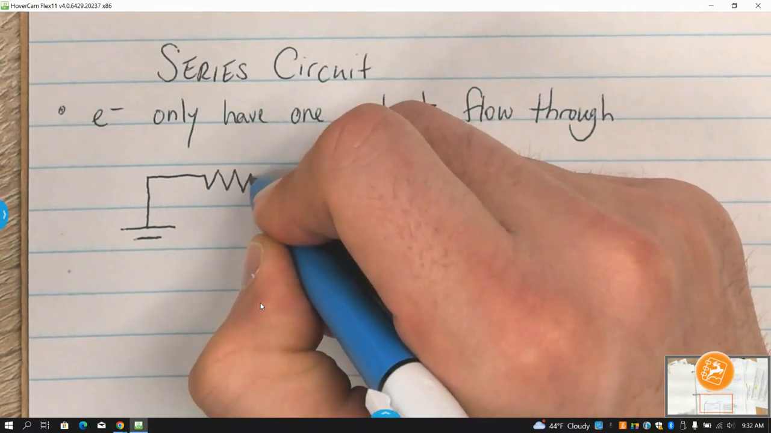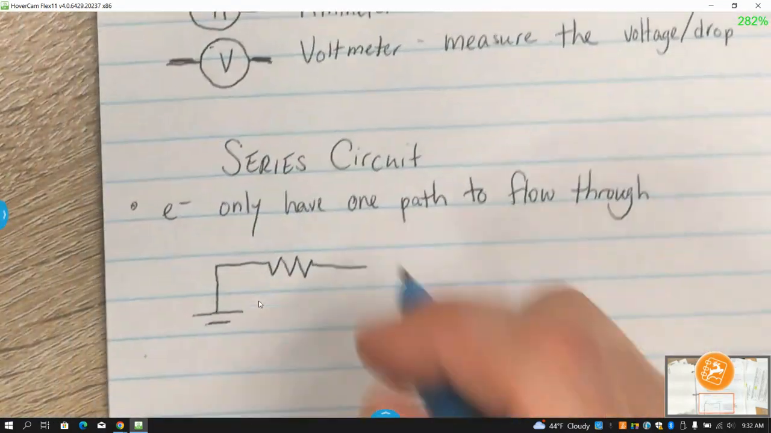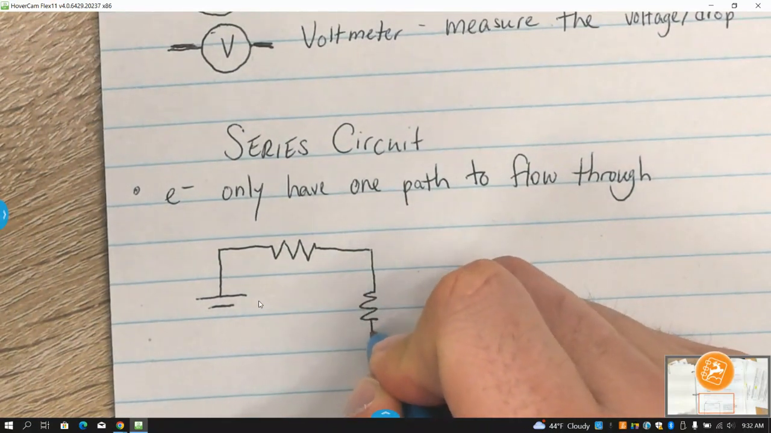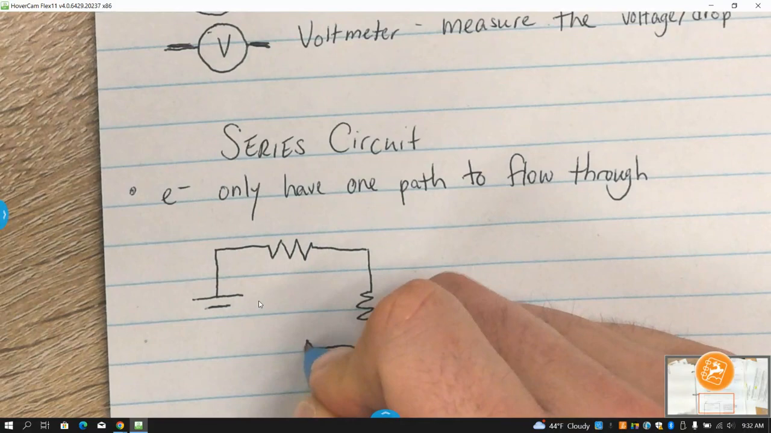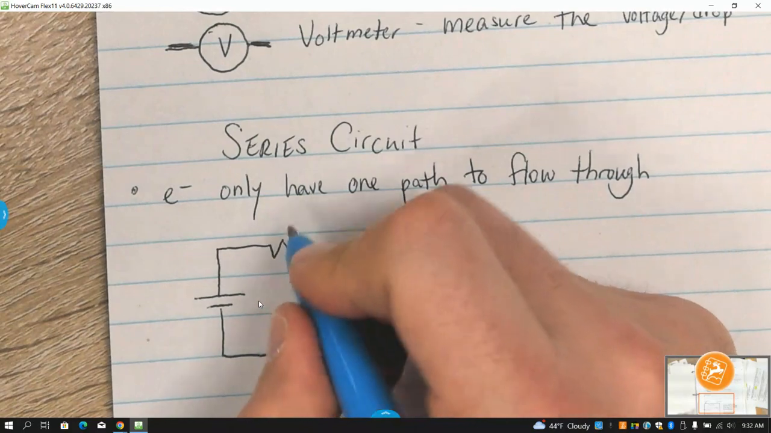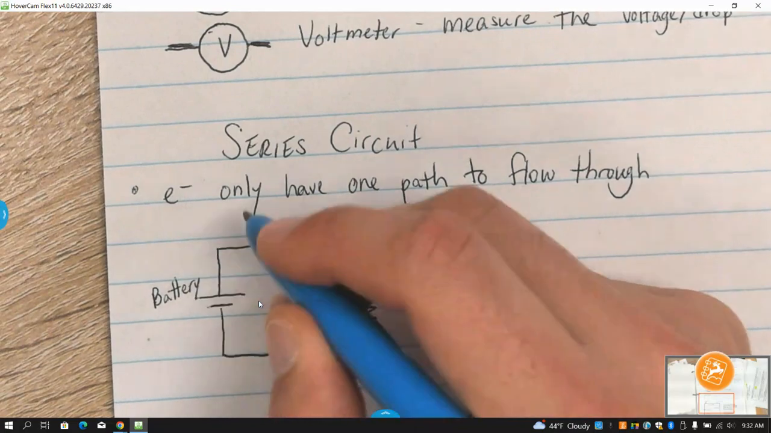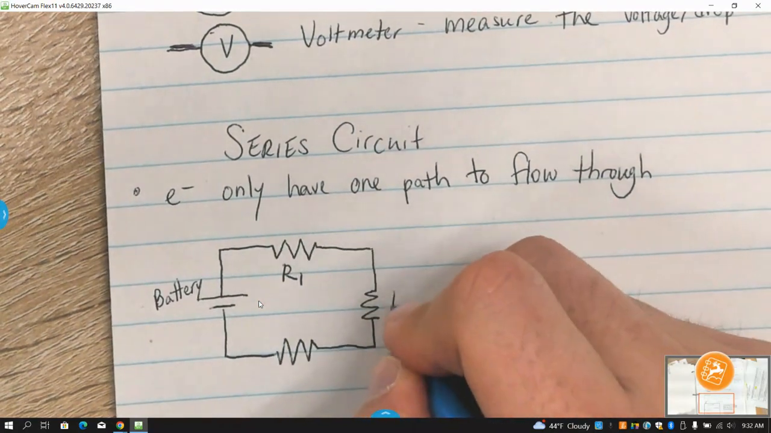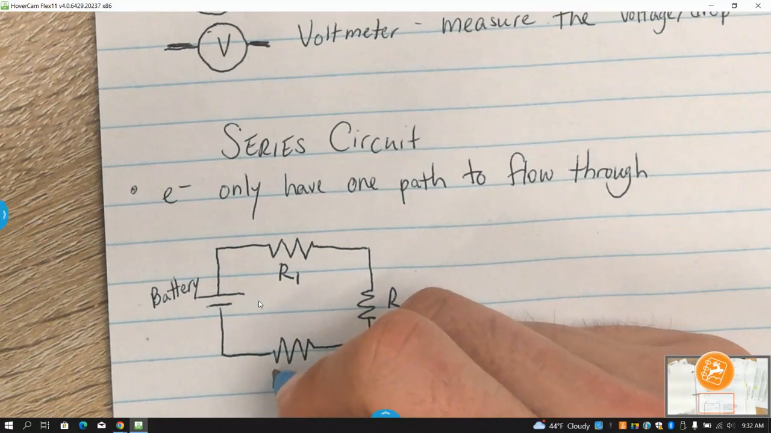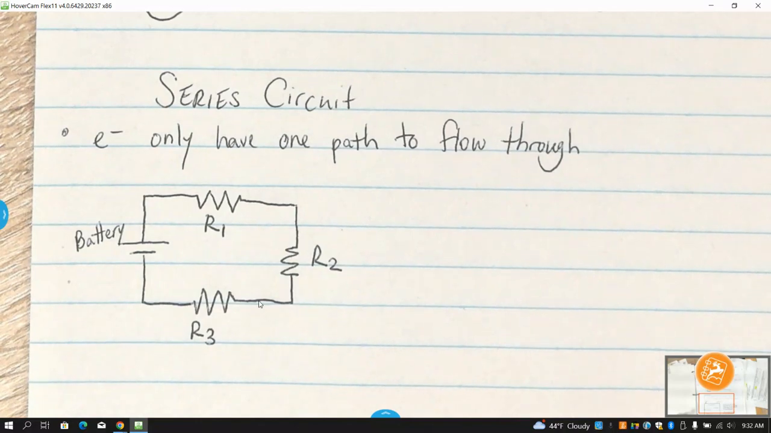Okay, what is this symbol right here? A resistor. You've got a second resistor, and we're going to have a third resistor. This is the battery. This could be R1, R2, R3. Okay, so that's all good.